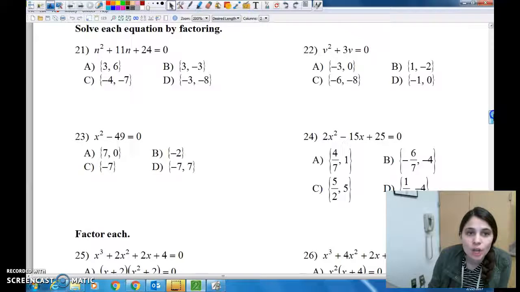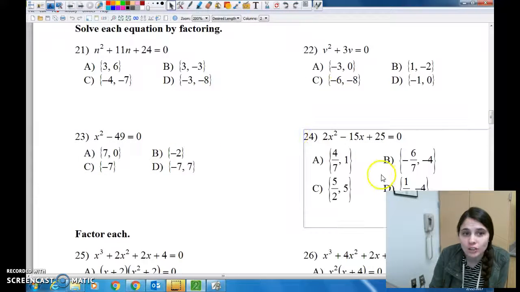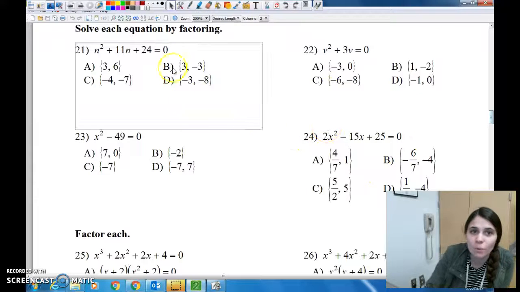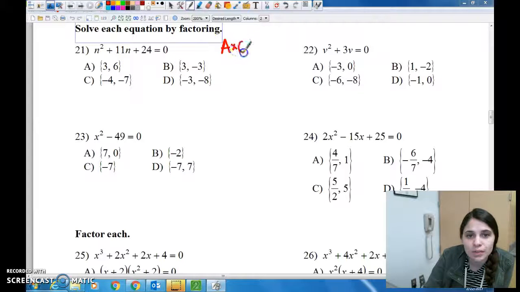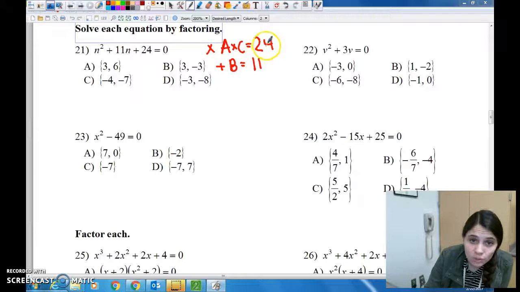So we're starting with number 21. And each of these, they're all factoring problems, but they're factored in different ways. So the first one is the one I think you're most accustomed to. We've got to find two numbers that multiply to AC, add to B. So multiply to this, add to this. So our AC is 1 times 24, which is 24, and our B is 11. So two numbers that multiply to 24 and add to 11 are 8 and 3.